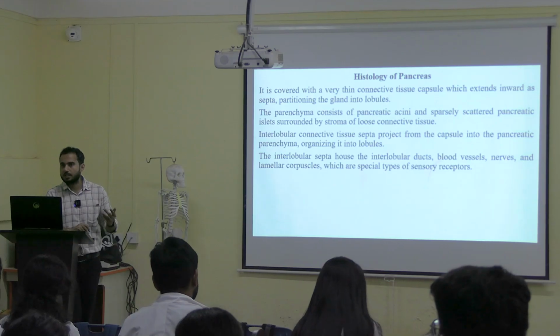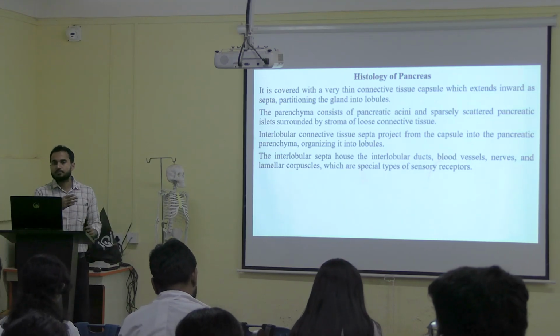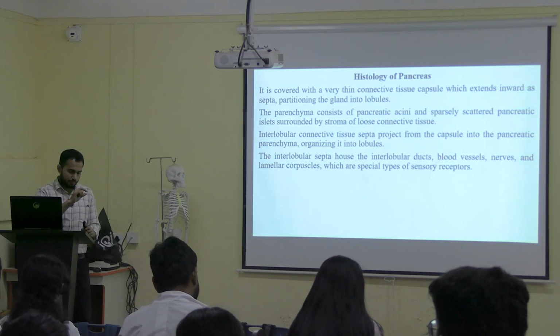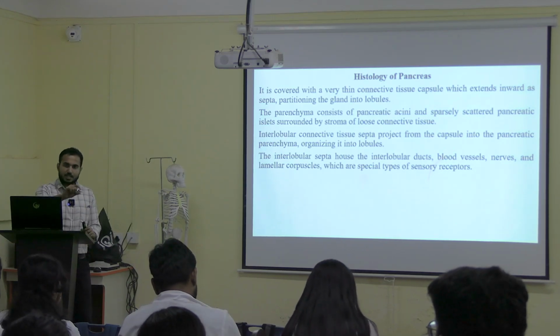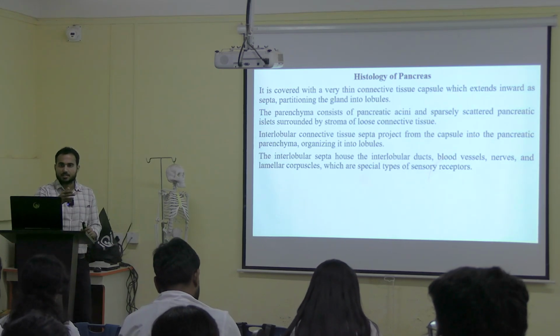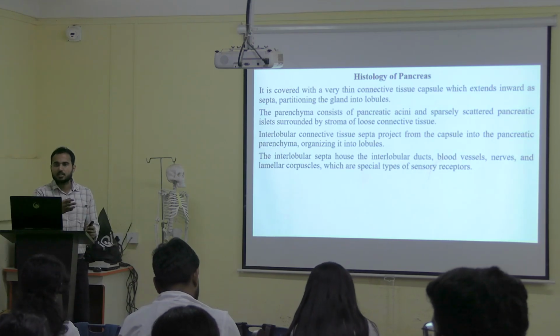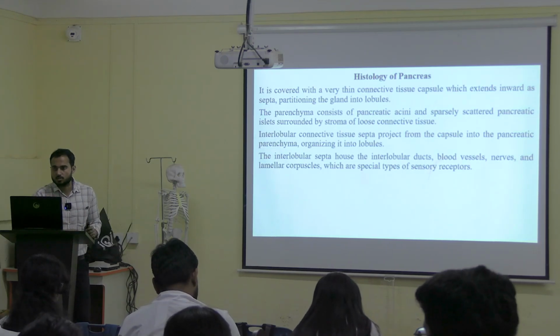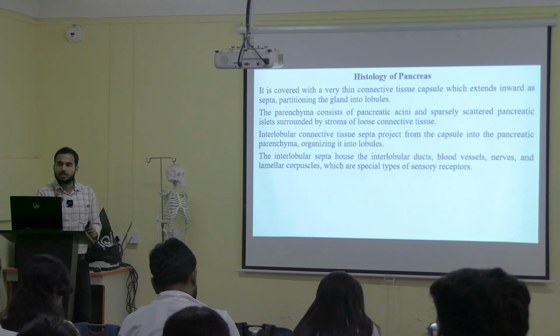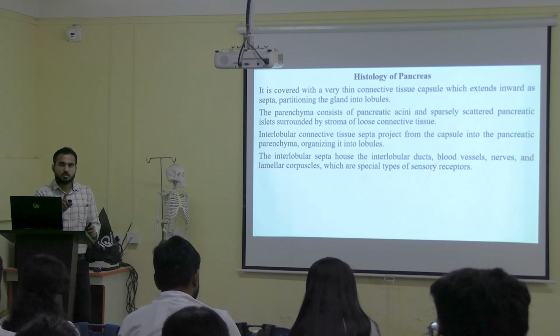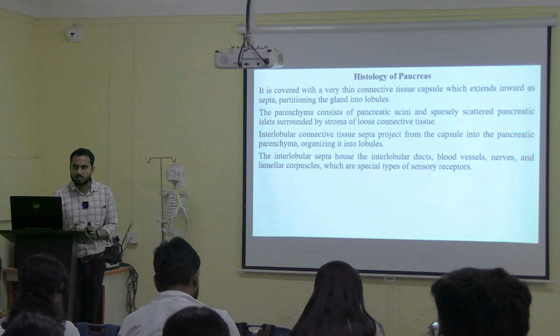And as I mentioned earlier, as the duct enlarges from the smallest to the largest, meaning as the diameter of the duct increases, the lining epithelium also changes. So that also you have to understand in the duct system.